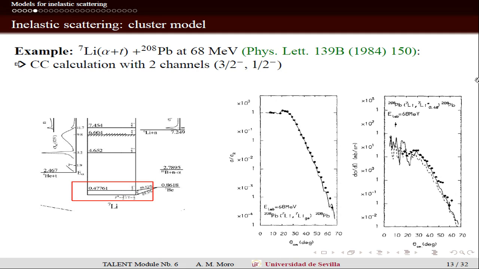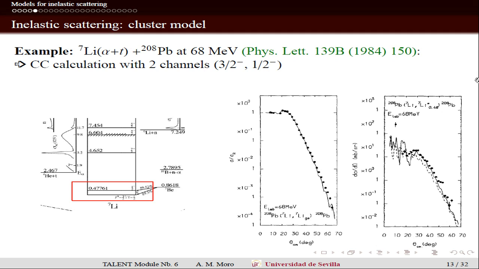An example. This is similar to one of the homeworks that you will be able to do this afternoon. It's a simple case with two channels. So we go again to the lithium-7. So below this threshold, this 2 point something threshold, we have bound states. So we only have two bound states: the 3/2 minus, the 1/2 minus.